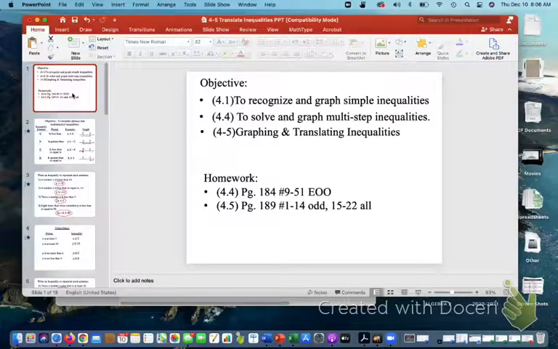Okay, today we're going to focus on 4.5. That is translating word problems. We are also going to be going back to a little bit of 4.1 to do the basics of word problems. All right, so take a minute, pause the recording, and write down your objectives.